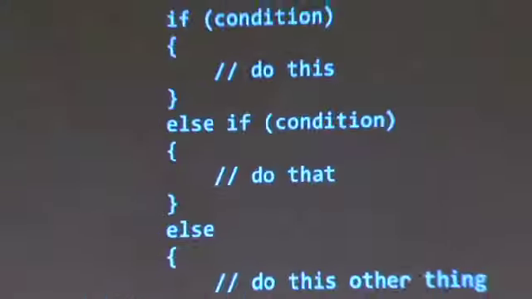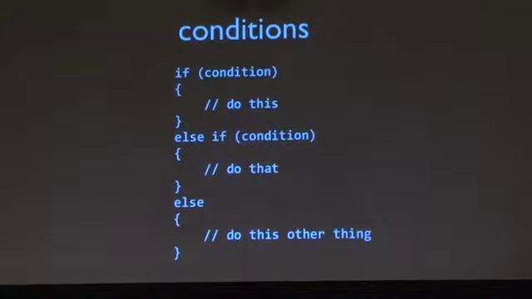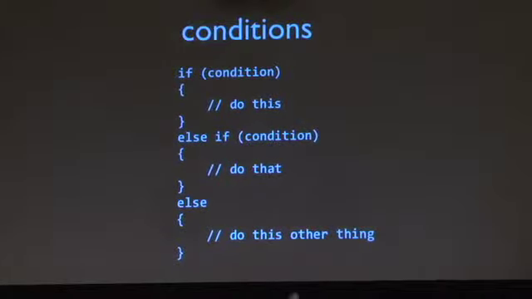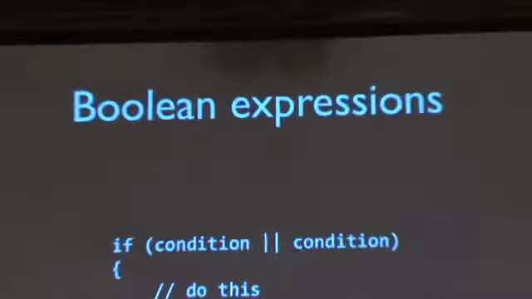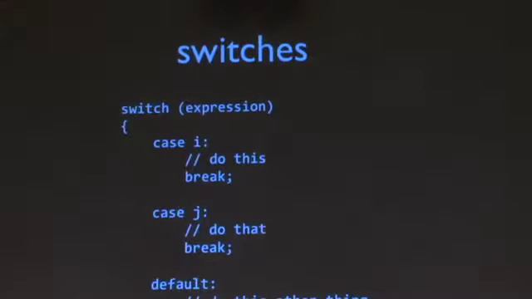So conditions look just like this. And this is the exact same slide we showed in week 1 when we started talking about C. The general format for conditions in PHP is going to be the same. In the case of Boolean expressions, these are going to look the same, both with ORs and with ANDs. Switches are going to be the same.